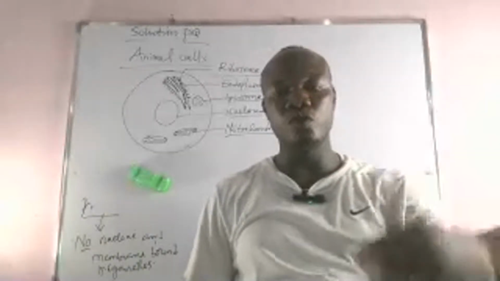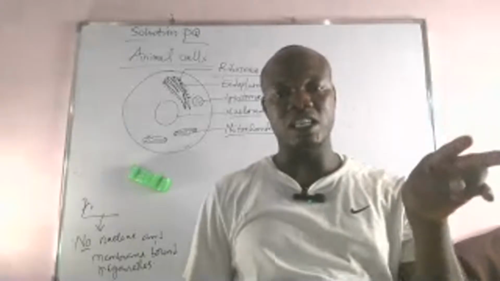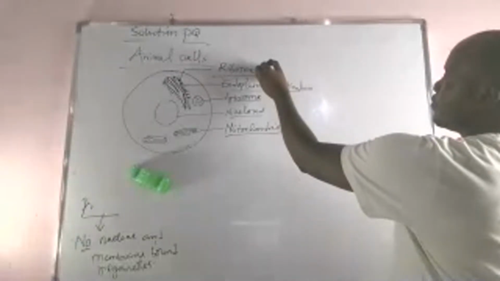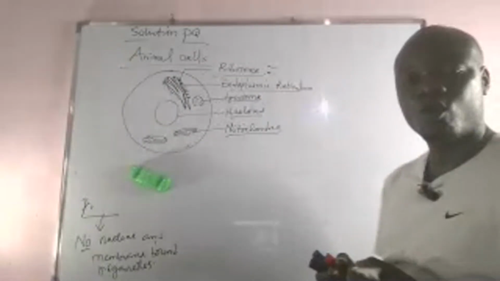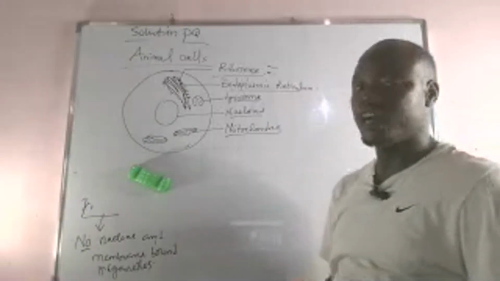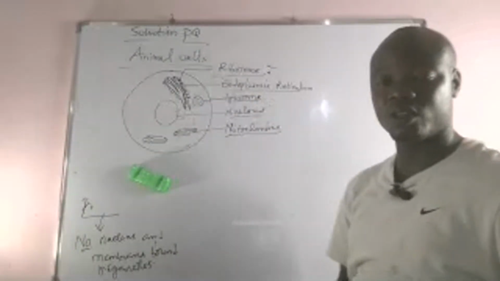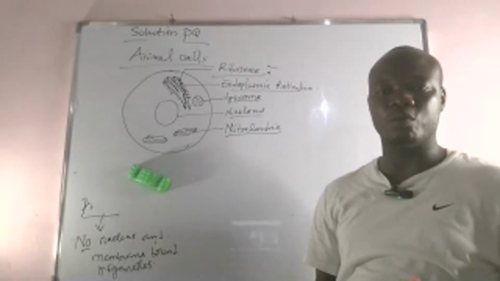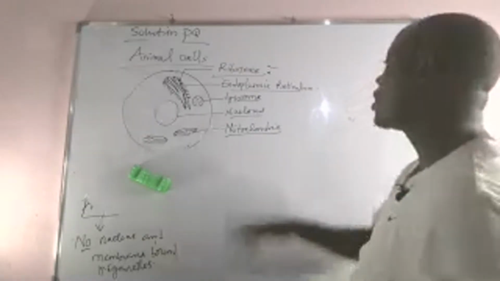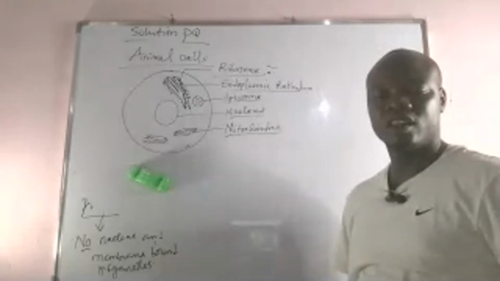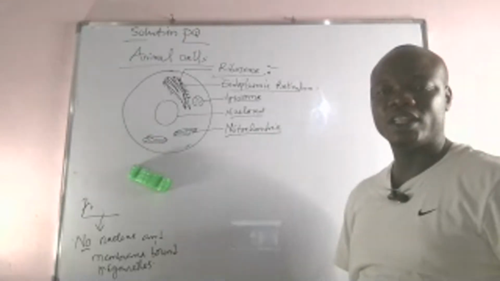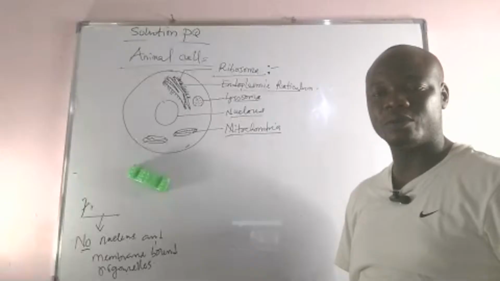And then you move to B. For B, we are to mention the functions of the 5 organelles. So now we have 5 organelles here. What is the importance of ribosome? Let me start with ribosome. What is the function of ribosome? That is what I'm starting with.